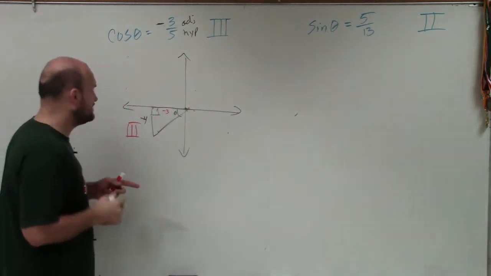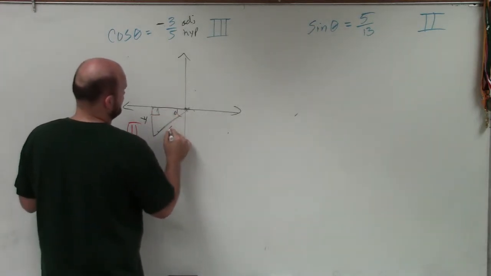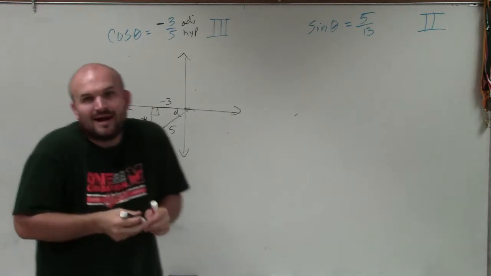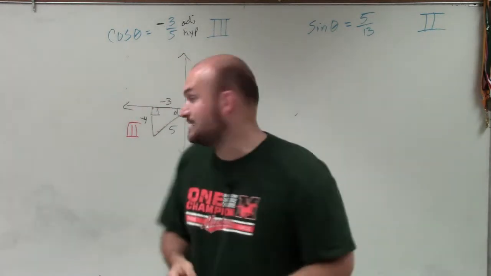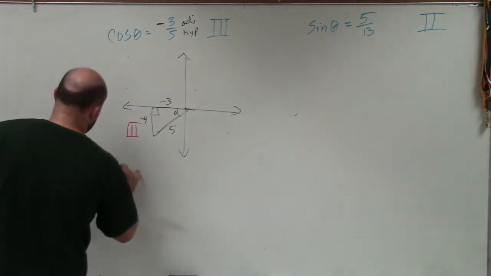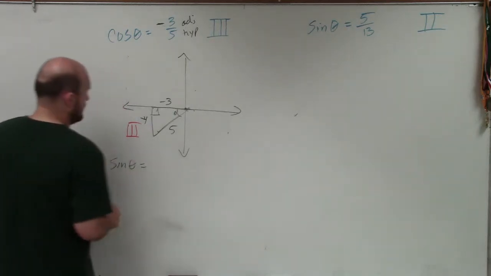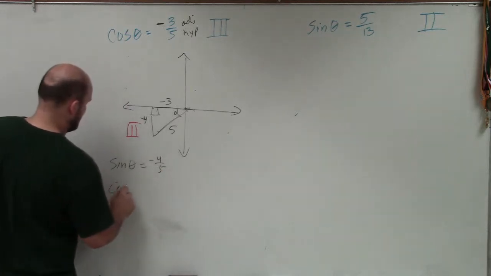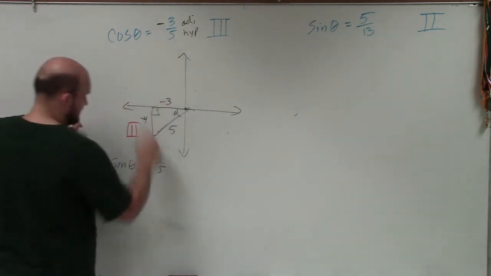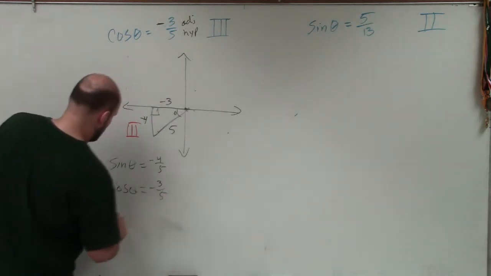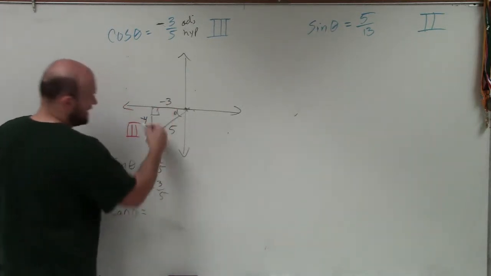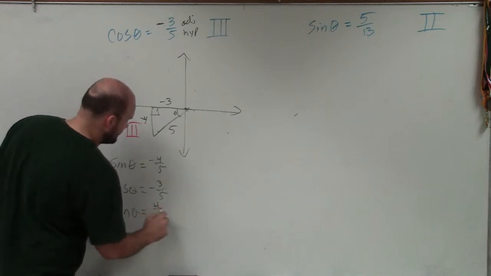OK, so now you can see that I have my two side lengths. That's 5. So I have -3, -4, and 5. Well, now I can easily go ahead and devise what is going to be my sine, cosine, and tangent. So sine of theta is going to be opposite over hypotenuse, so -4 over 5. Cosine of theta, they already gave us, which is -3 over 5. And the tangent of theta is opposite over adjacent, which is -4 over -3, which is +4/3.